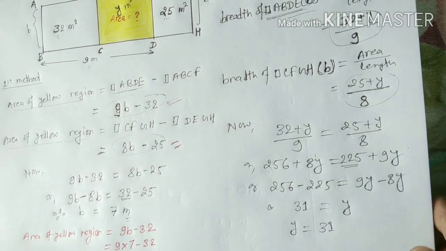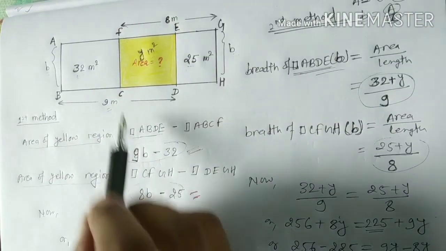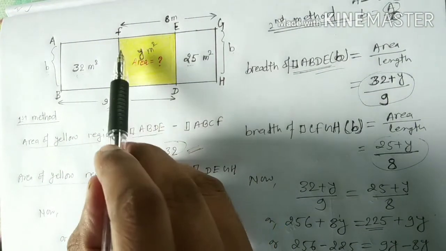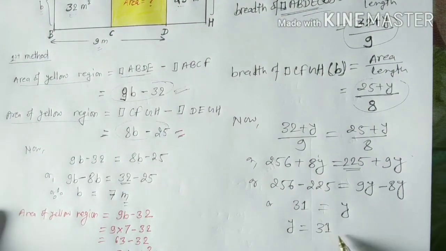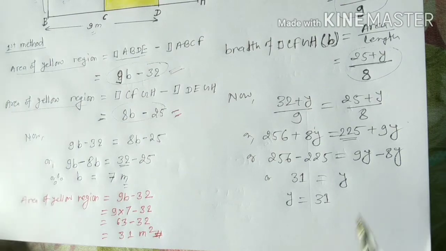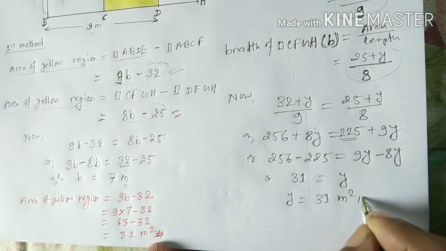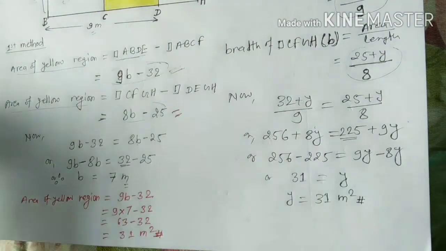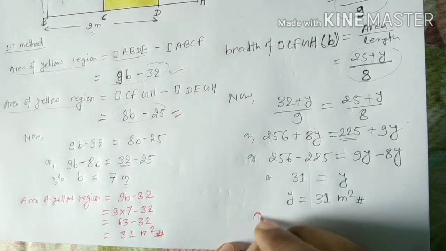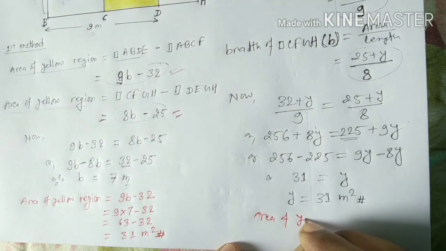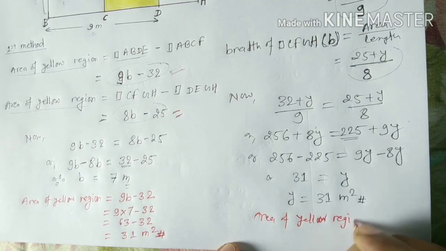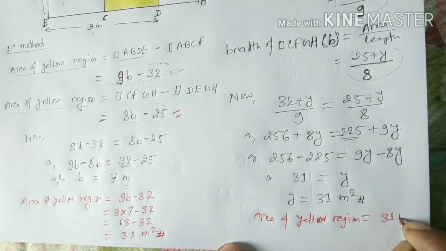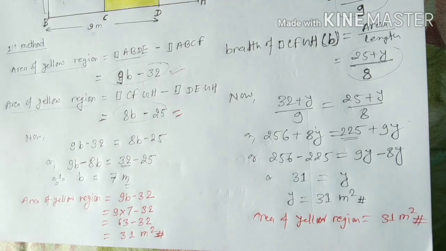And I have already let in the beginning the area of yellow rectangles as y meter square. So this is the value of y. So finally this is our final answer. We have that the area of yellow regions is equal to 31 meter square. So this is our final answer.